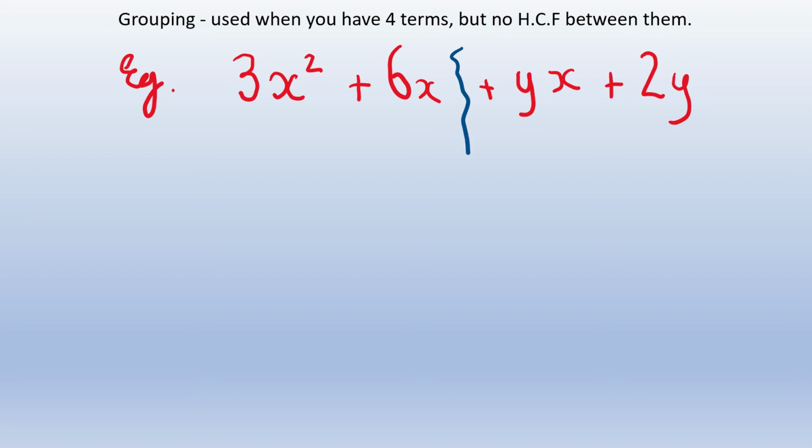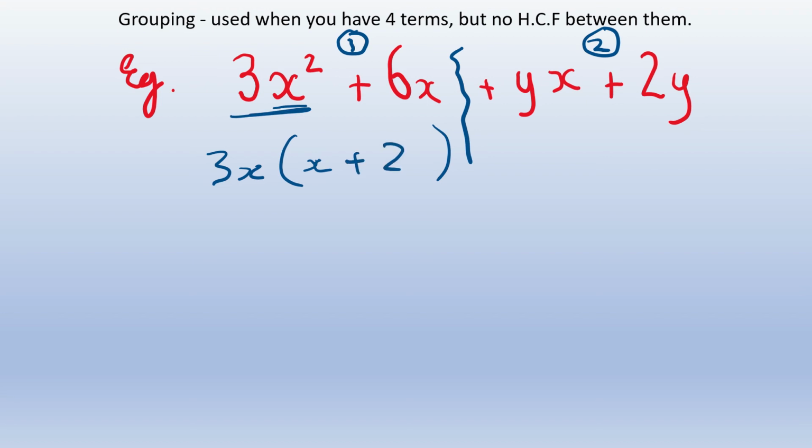So I'm going to split this down the middle, and I'm going to solve my first equation here with highest common factors and my second equation with highest common factors also. So for equation number 1, the highest thing that goes into 3x squared and 6x is 3x, and to fill in my brackets, 3x times x will bring me back to my 3x squared up here, and 3x times 2 will bring me back to my 6x.